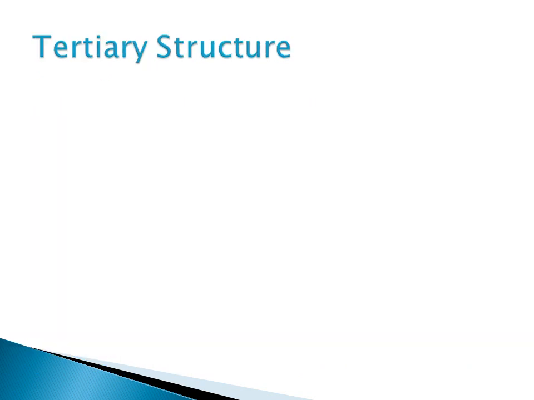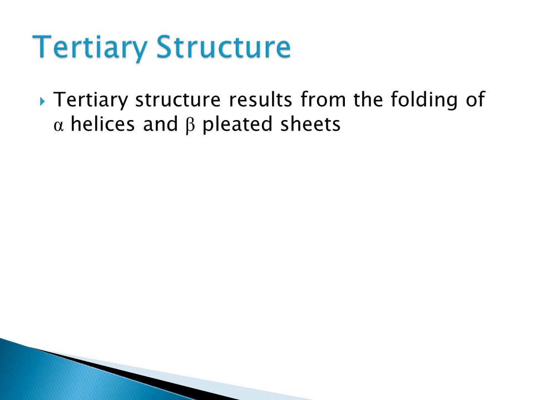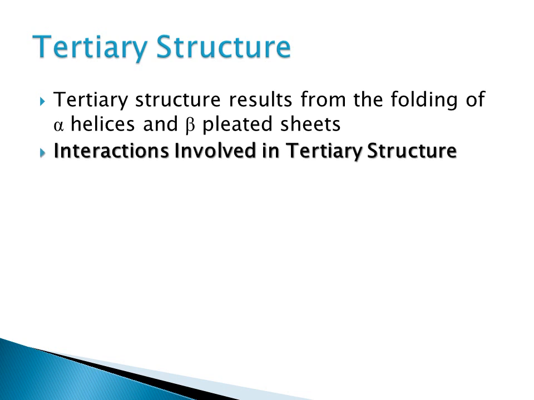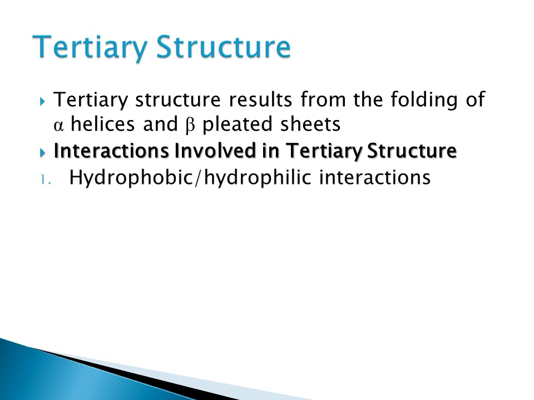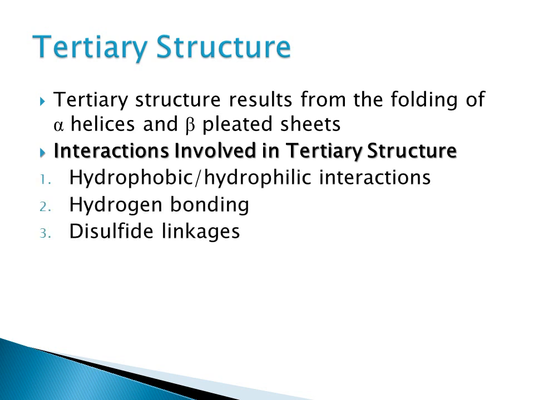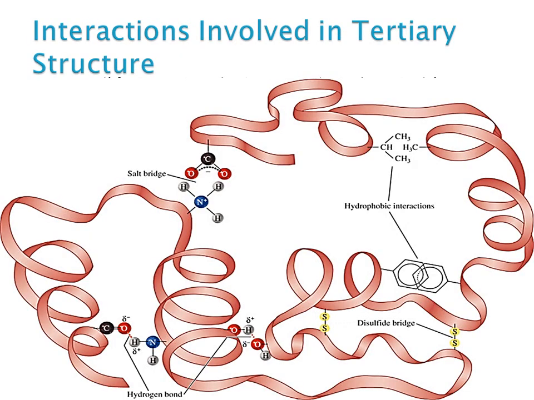The third level of protein structure is tertiary structure. Tertiary structure results from the folding of alpha helix and beta pleated sheet, where more folding of secondary structure leads to the formation of tertiary structure. The interactions that stabilize tertiary structure are hydrophobic and hydrophilic interactions, hydrogen bonds, and disulfide linkages. All these bonds are involved in stabilizing tertiary structure.